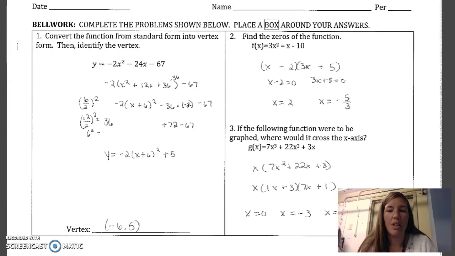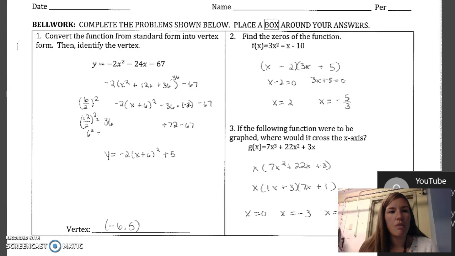I'm going to do a couple of different videos for you guys so that you can stay on track and still learn the things that we need to learn today. So the first thing is bell work. You guys should have been working on bell work for the past little while and hopefully have answers for all of these, because they all should have been really doable and a good review of the assessment that you took. So number one, it says convert the function from standard form into vertex form, then identify the vertex. That's what we're working on right now.